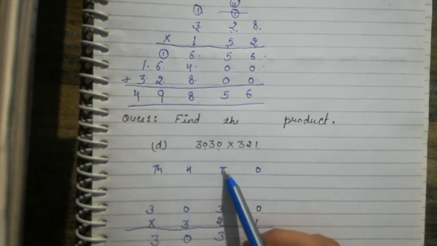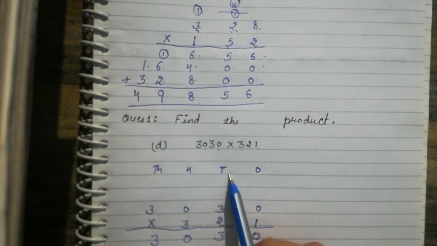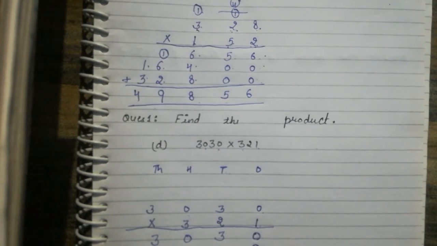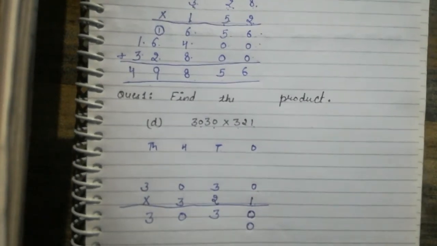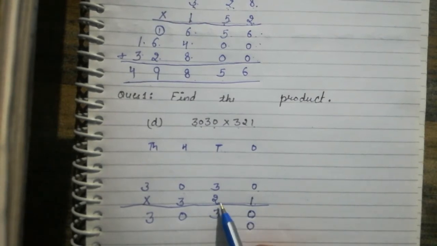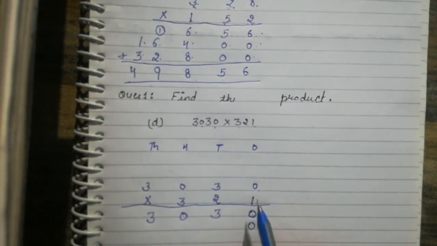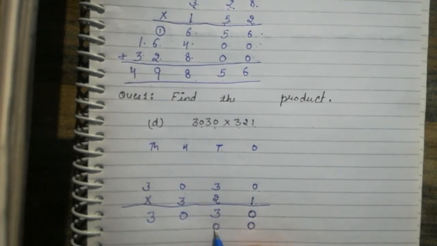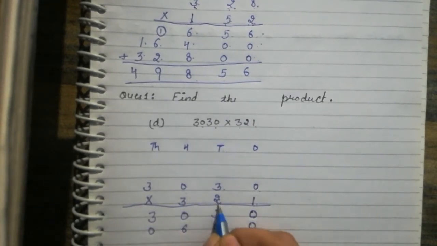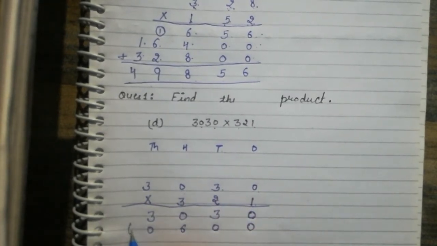But the place value of this 2 is tens. So what we do? We will place 0 at ones place. So here we will place 0. You can write 0 here, or you can use a cross sign. Now 2 zeros are 0, 2 threes are 6, 2 zeros are 0, 2 threes are 6.